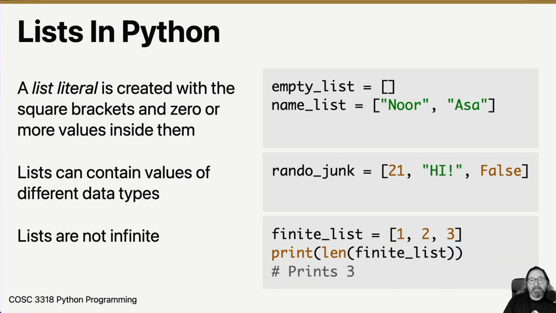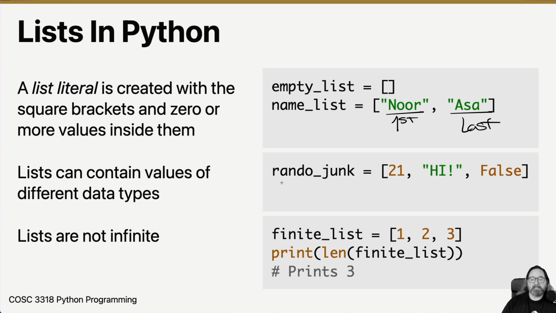So how do we make lists in Python? Well, we almost always use the square brackets. We've already seen this in our for loop stuff. This one here is an empty list, and the one below it is a list that has two things in it, Nor and ASA, and this is the first element, and this is the last element.